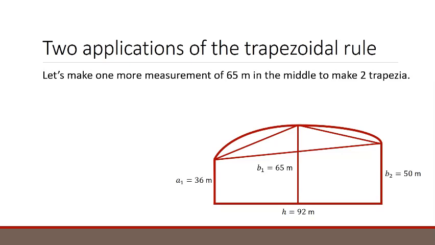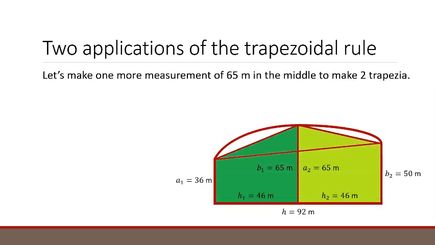Now you'll notice that this makes two trapezia, one on the left dark green and one on the right light green. And you'll notice that I've labelled the one on the left with A1 and B1, and that 65 metres works for not only B1 but also A2. It's the same measurement. So A2 and B2 for the right-hand trapezium. Remember that they are parallel and opposite each other.